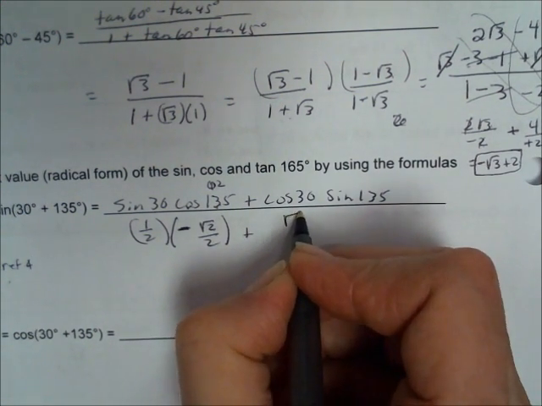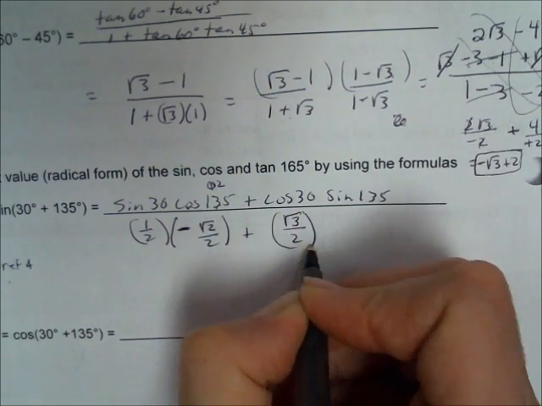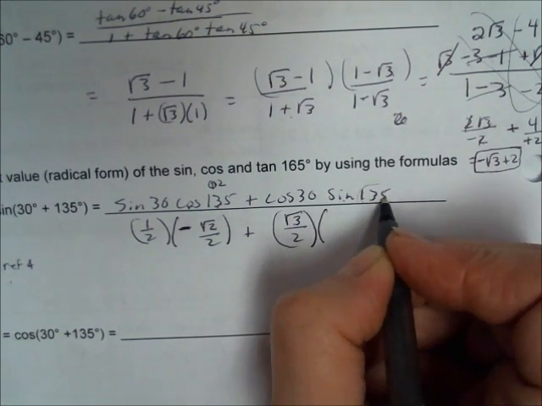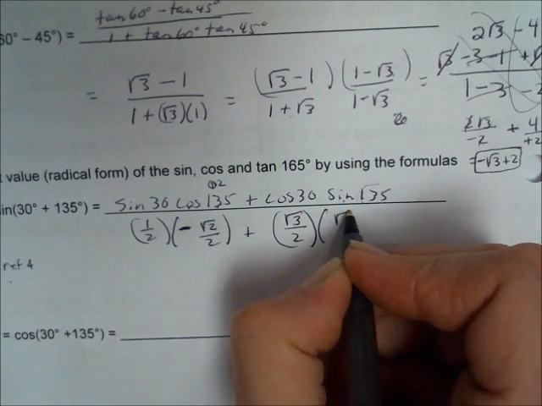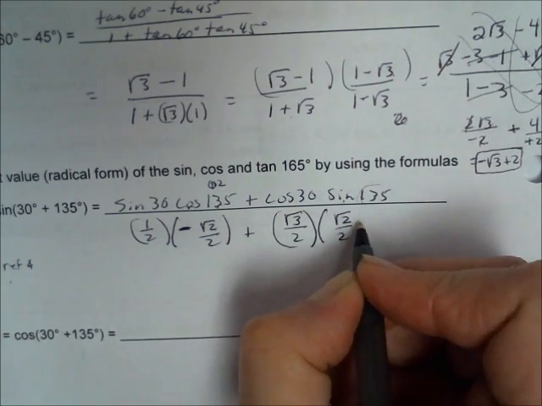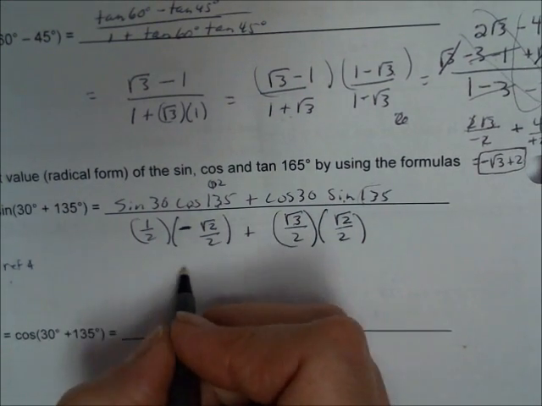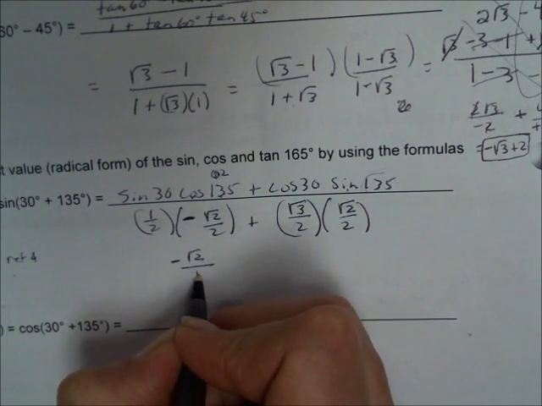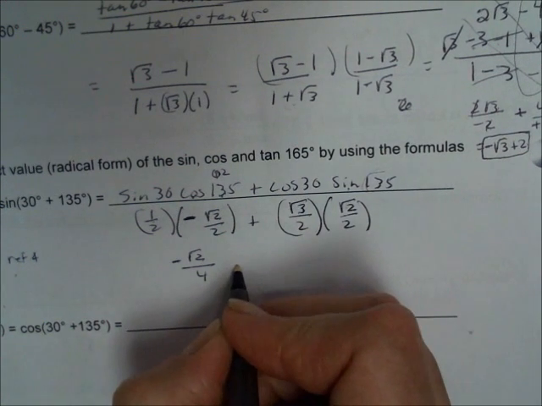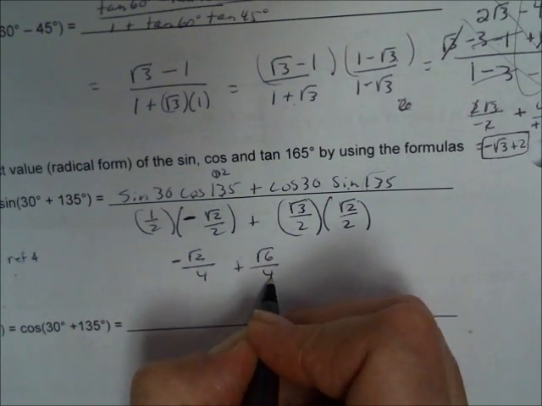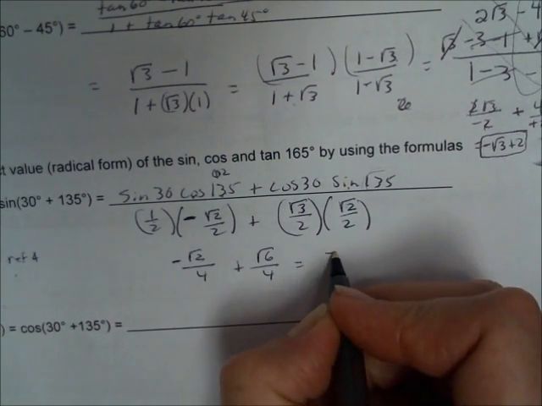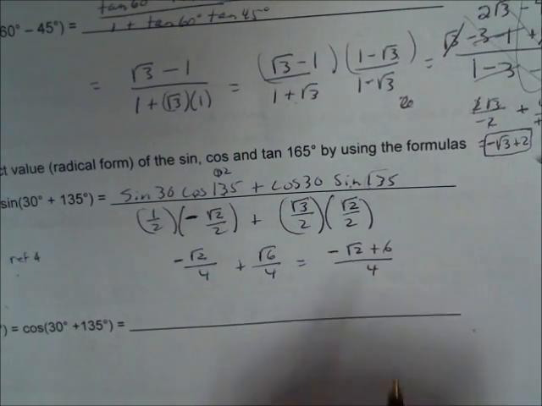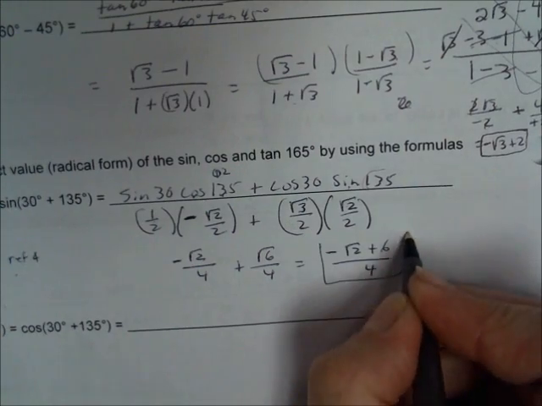The cosine of 30 is the square root of 3 over 2, and the sine of the 45 degree reference angle, in quadrant 2 it is positive, square root of 2 over 2. So what this gives us is negative times positive, negative square root of 2 over 4. Square root of 3 times square root of 2 is square root of 6 over 4. So as one fraction, we have negative square root of 2 plus square root of 6, all over 4. And that's the final answer there.